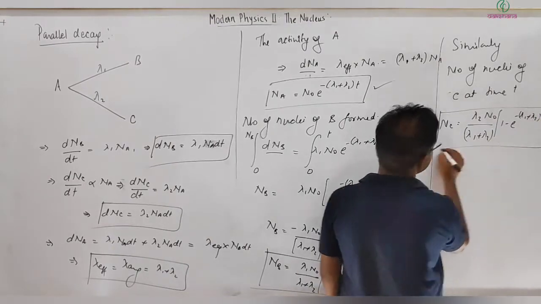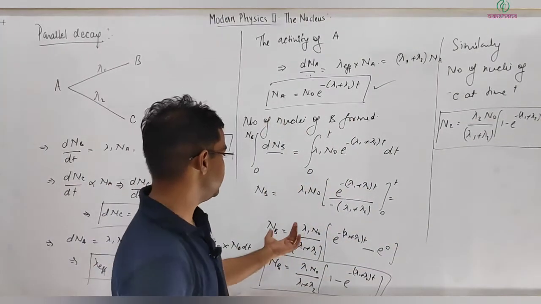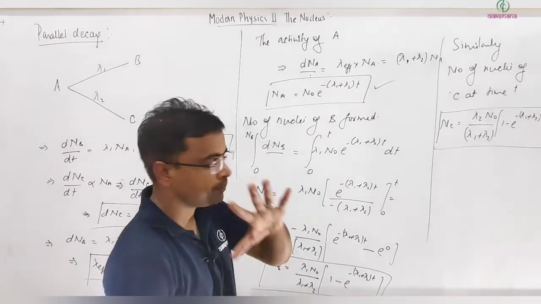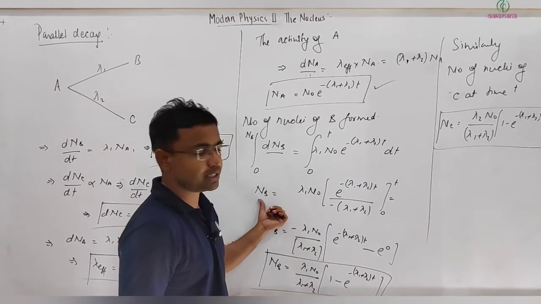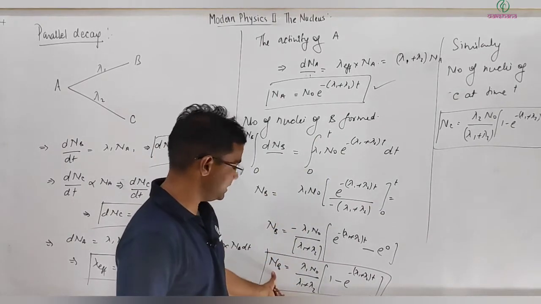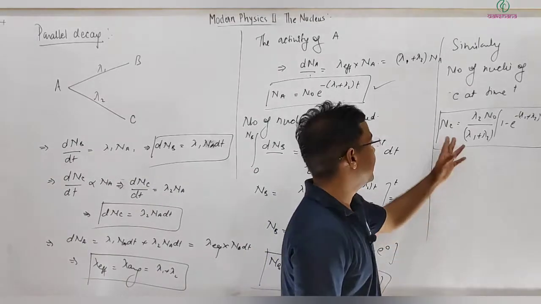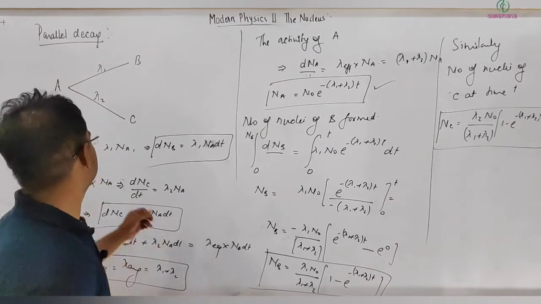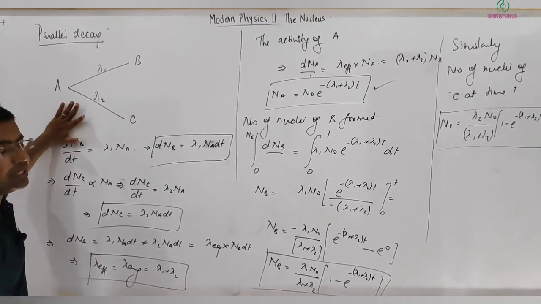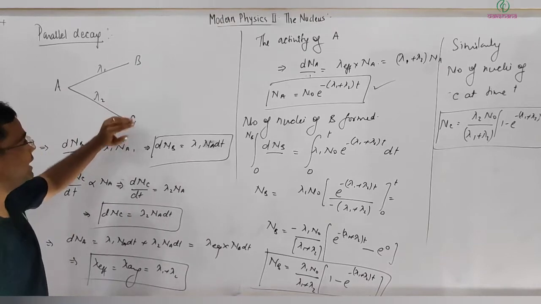So this is the activity of A. Like B and C, you can get the rate of formation also. Simply differentiate this part, then you will get dNB by dt, the rate of formation of B, and so on for C. So I hope you are getting that this is basically a parallel decay process. A is simultaneously decaying into B and C.